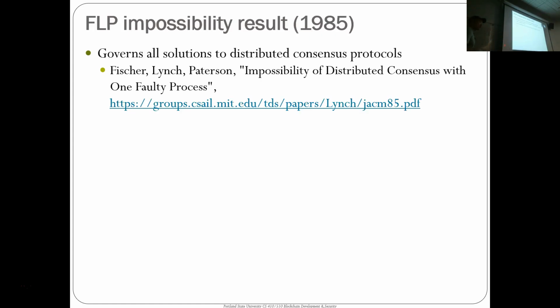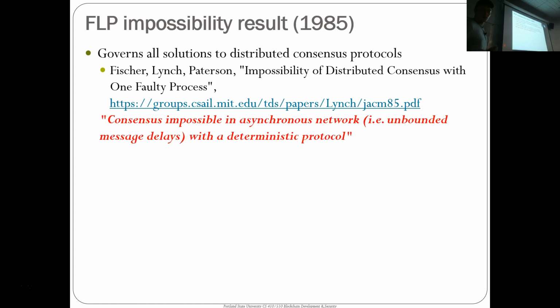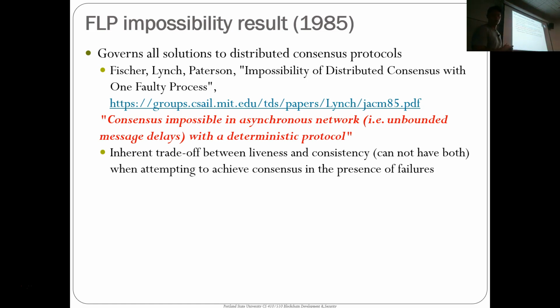So after Lamport produced this paper, they were looking at a bunch of theoretical results on how we can get consensus in a distributed system. And then the seminal work on proving this to be impossible under certain conditions was the FLP paper, Fischer, Lynch, and Paterson. They proved that consensus is impossible in an asynchronous network. Asynchronous means that the messages can have unbounded delays, with a deterministic protocol. This is a result that you'll see pop up over and over again.